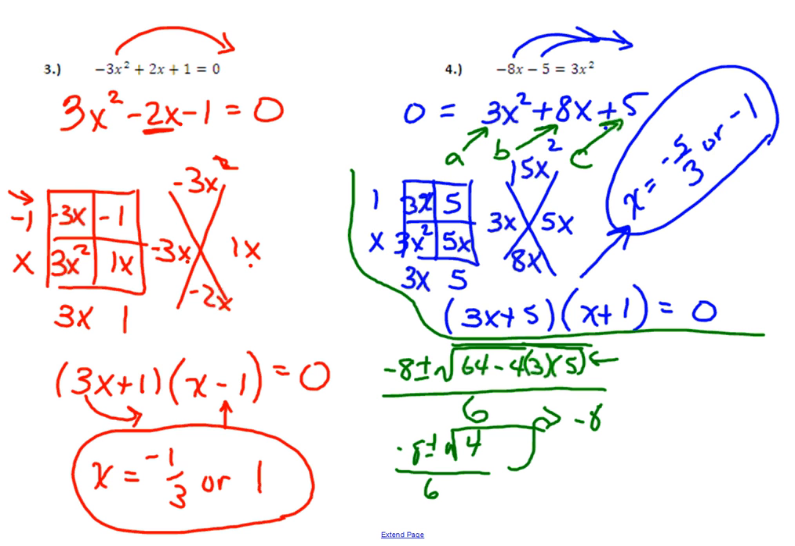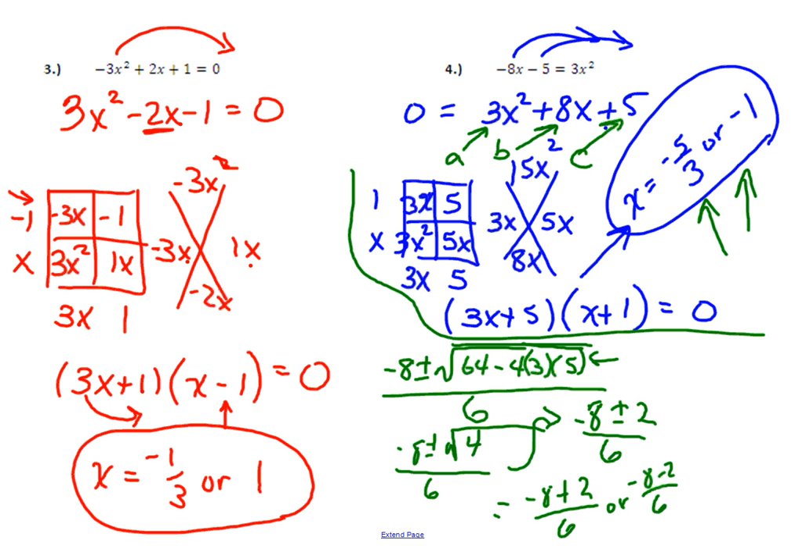Now this one happens to work out where the square root of 4 is an integer. So I'll just write negative 8 plus or minus 2 instead of typing it in my calculator. And then I'll write negative 8 plus 2 all over 6, or negative 8 minus 2 all over 6. Now these numbers are coming out nicely. There's no decimals here because I was able to factor it before. If I'm able to factor it, the numbers are going to come out nice here.